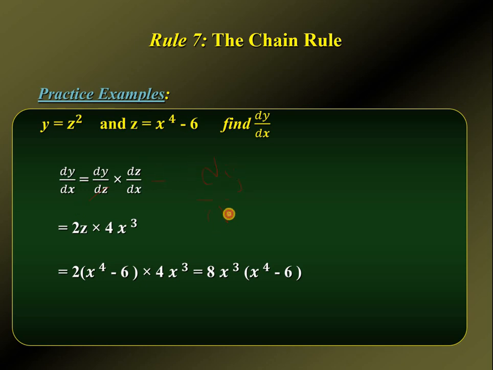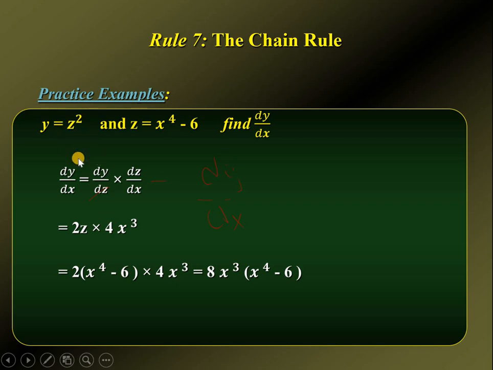by a simple way, I can ignore dz with dz to get dy over dx. Again, since I can find dy over dz and dz over dx, I can cross out dz with dz, and I will get dy over dx. Okay. Let's find dy over dz.